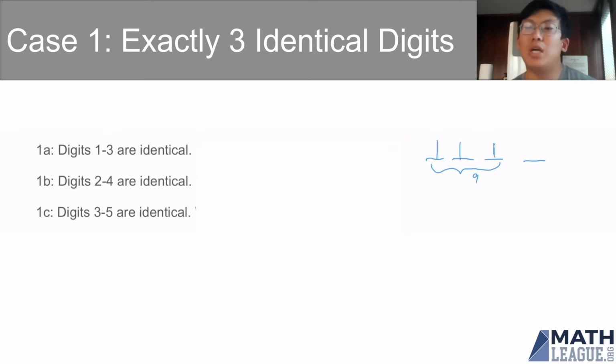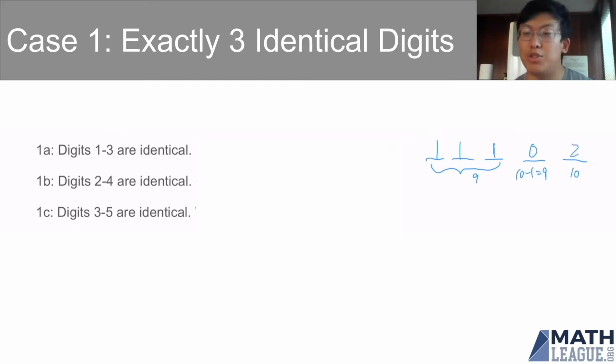Now for the 4th digit, it cannot be the same as the first 3 digits. Otherwise, we would have 4 consecutive identical digits, which is not covered under case 1. So we have 10 minus 1, which is also 9 digits we can choose for the 4th digit. And let's say that we choose 0. Now for the 5th digit, we can choose any digit we want, since even choosing a digit that is identical to the first 3 digits or the 4th digit will not create a string of more than 3 consecutive identical digits. So that gives us all 10 choices for the 5th digit.